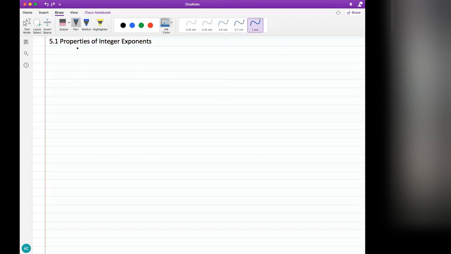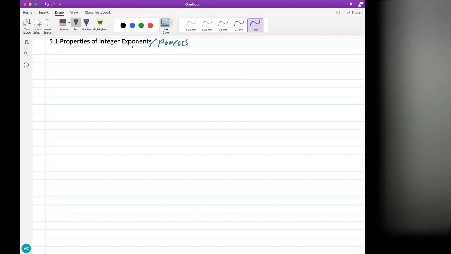Today's lesson is about the properties of exponents, also known as powers. Pretty sure you've seen this before. Exponents and powers mean the same thing. Today we'll learn some rules, about 5 or 6 of them, and then we're going to see how to use those rules to simplify exponential expressions.